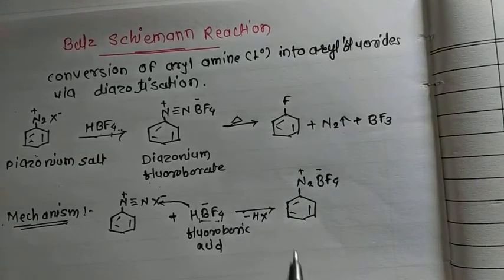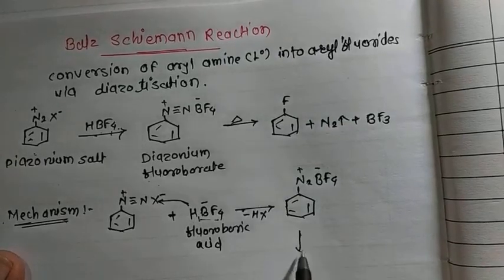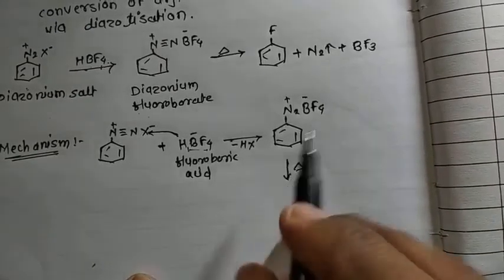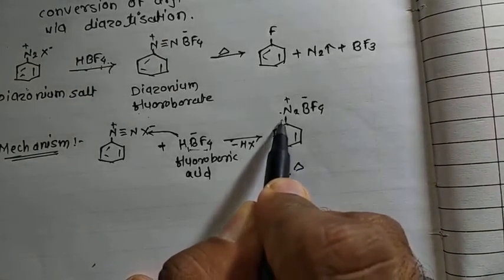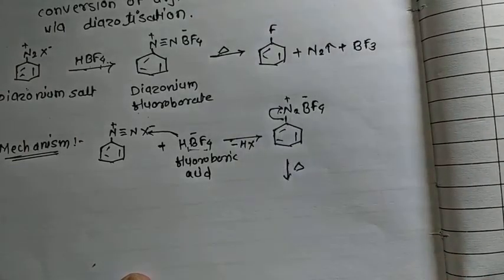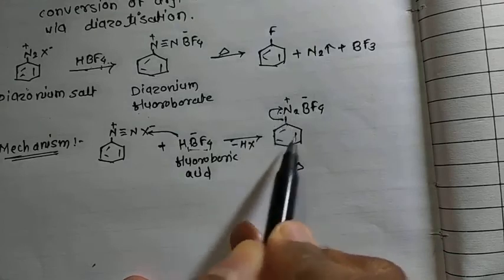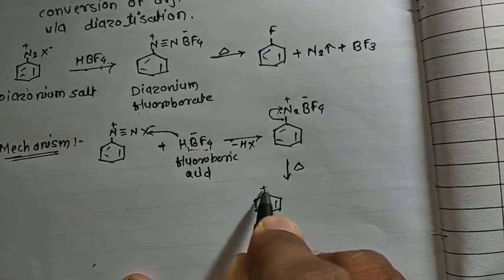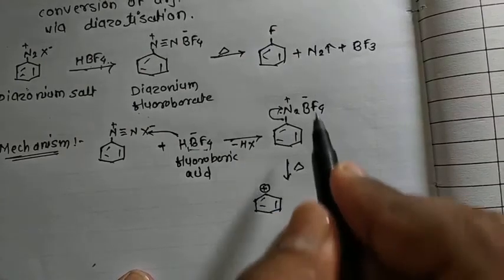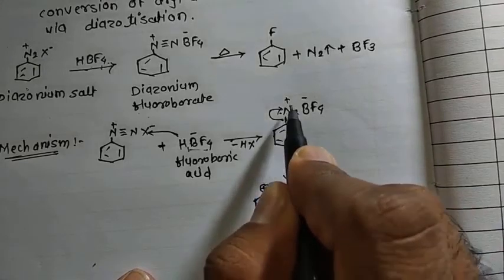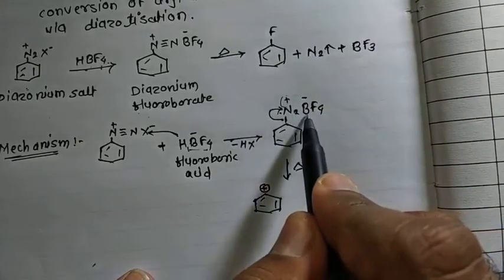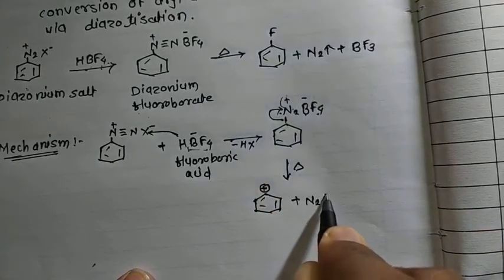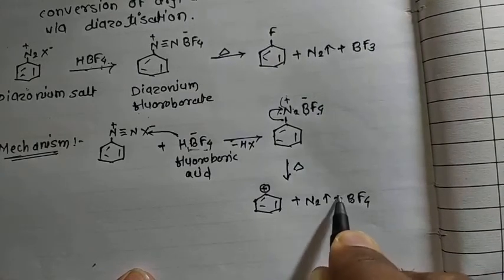Okay. Now in the next step, when we heat this one, it gets decomposed, and after decomposition, this nitrogen takes these electrons on it. Okay, so the electron goes to nitrogen from the benzene, so we get in the next step benzene with a positive charge, and when this nitrogen takes this electron, the charge on the nitrogen gets removed, so BF4 minus is also separated from the nitrogen, so we get here N2 gas plus BF4 minus.